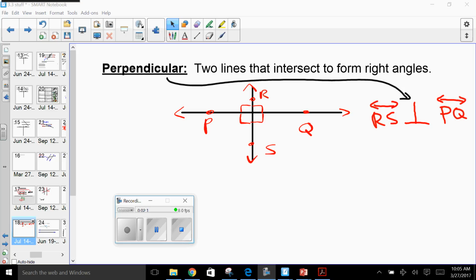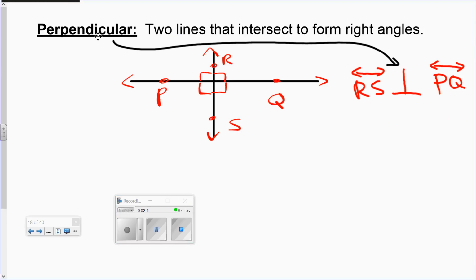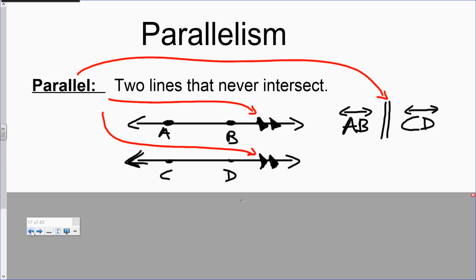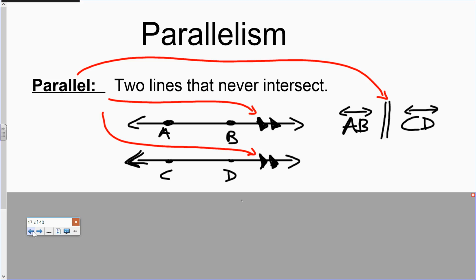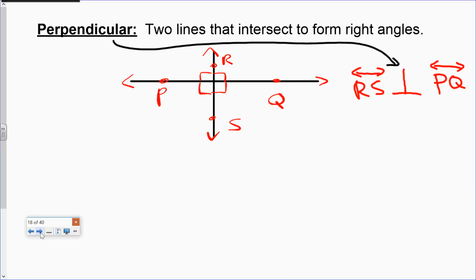The perpendicular symbol is like an upside down T. Look at it. And all perpendicular means is two lines forming 90-degree angles. They intersect, crisscross, 4 right angles, as opposed to parallel. Okay? Parallel never intersect, perpendicular do intersect to form right angles. Again, take special note of the symbolism. Perpendicular versus parallel, right here. Okay? Question so far? Two straightforward definitions.